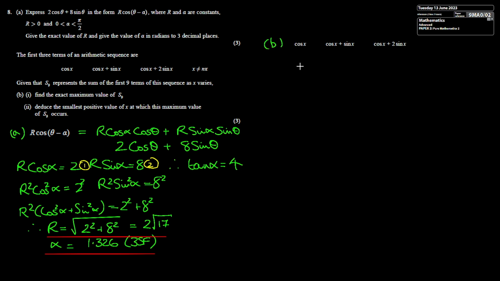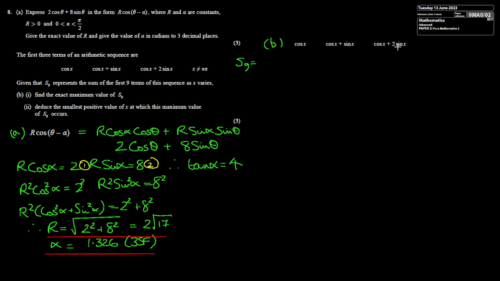Part B says that there is an arithmetic sequence, cos x plus sin x, cos x plus 2 sin x, and it goes on. And we're told that S9 represents the sum of the first 9 terms of the series. And we're asked to find the maximum value of S9. So what does S9 consist of?